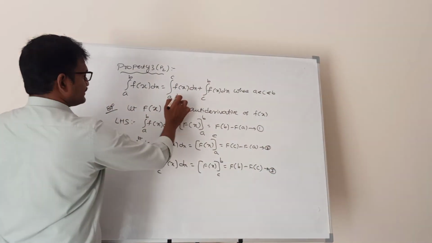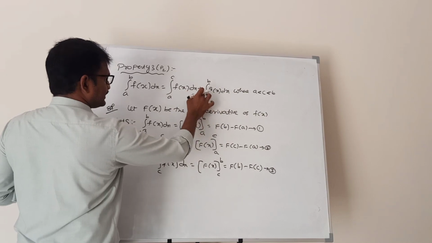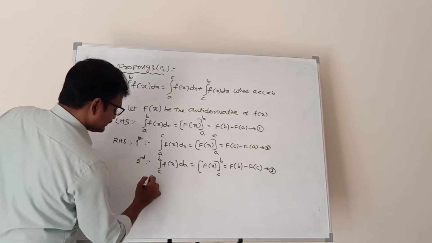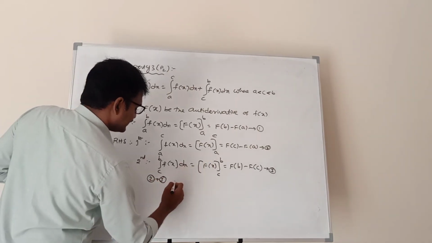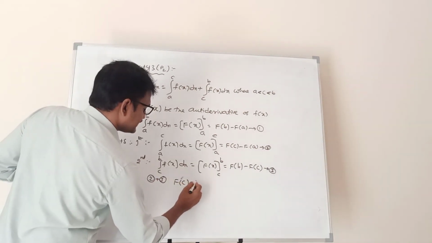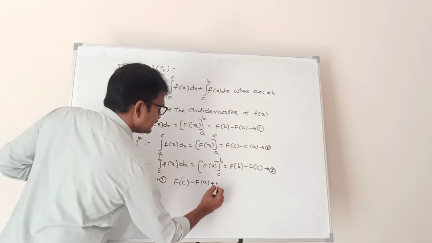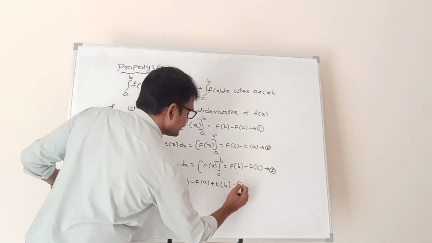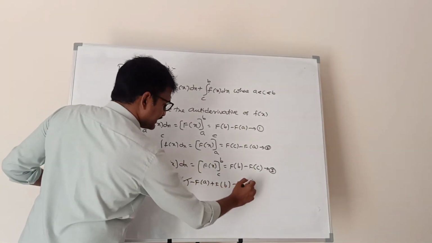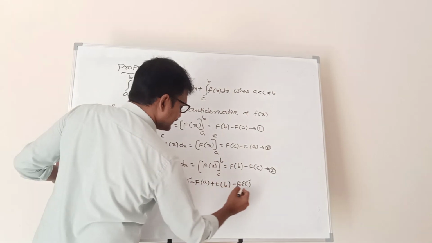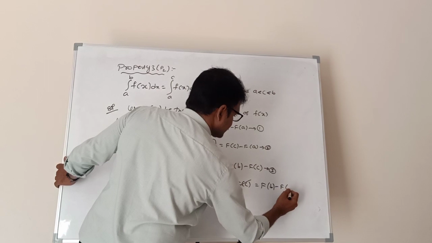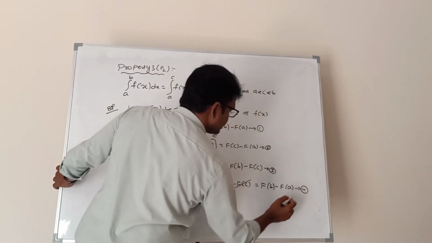Now, adding 2 and 3, what do we get? F of c minus F of a plus F of b minus F of c. Plus F of c and minus F of c both get cancelled. Here we have F of b minus F of a. Let us assume this as 4.